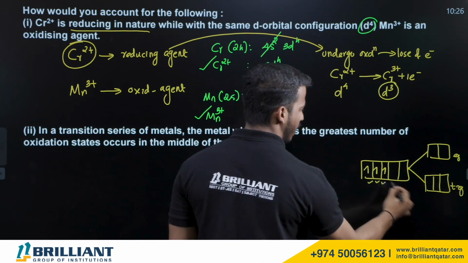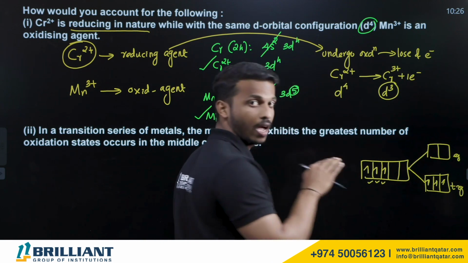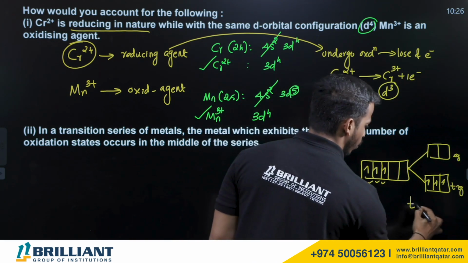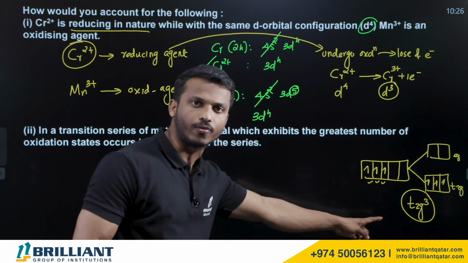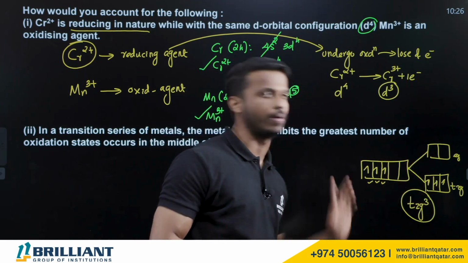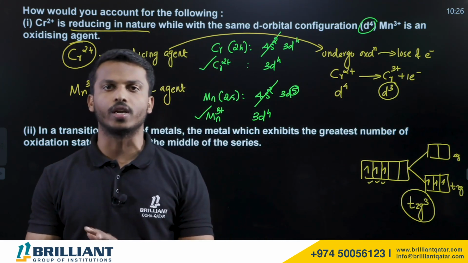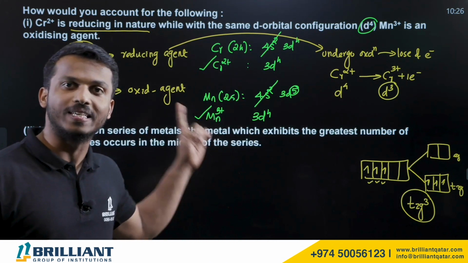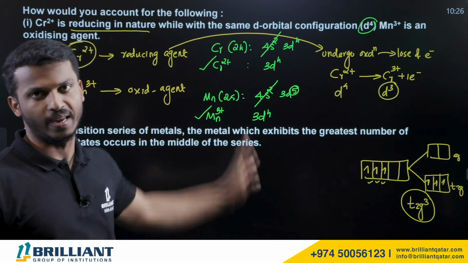T2g means the first three orbitals, having 3 electrons. See, all of you, the t2g orbital is half filled. So t2g3 is the configuration. T2g3 is a stable configuration because of half filled stabilization. So the d3 configuration is stable in aqueous solution. So chromium 2+ is ready to lose 1 electron, so it can act as a reducing agent.